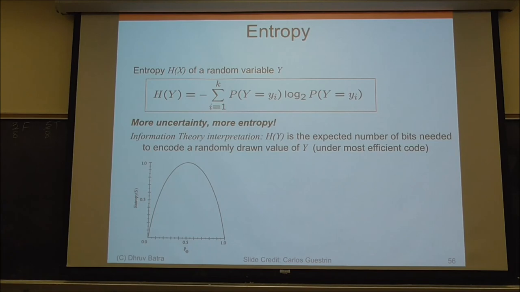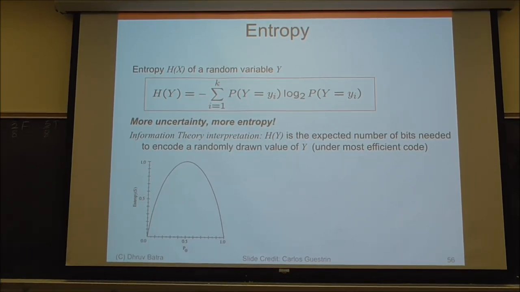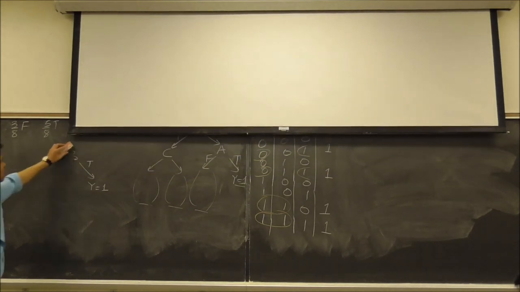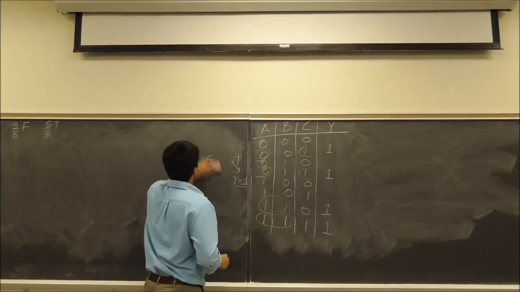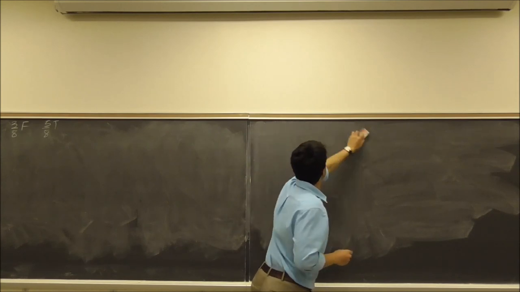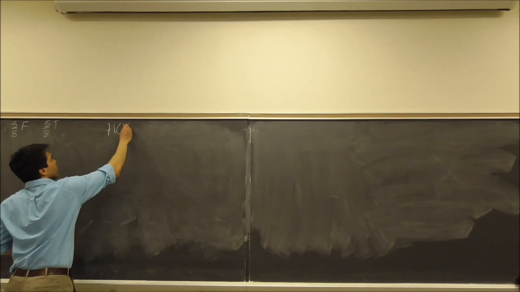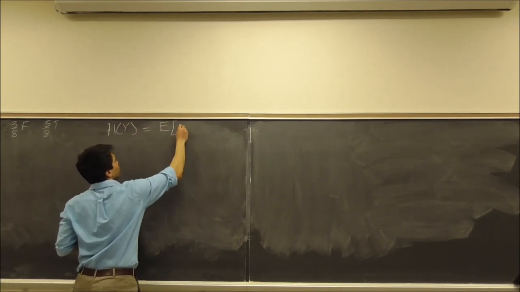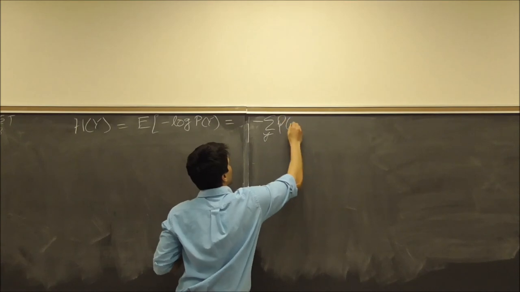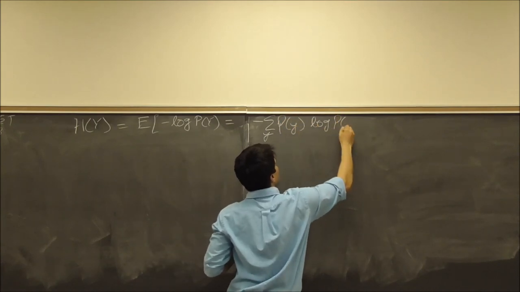The communication people also know this as the expected number of bits required to code a signal. But it doesn't really matter. The thing that we're going to look at is not entropy, but something that's closely related to entropy. So entropy of Y is the expected value of negative log probability of Y, which is the same thing as negative the sum over all Y's of probability of Y times log probability of Y.